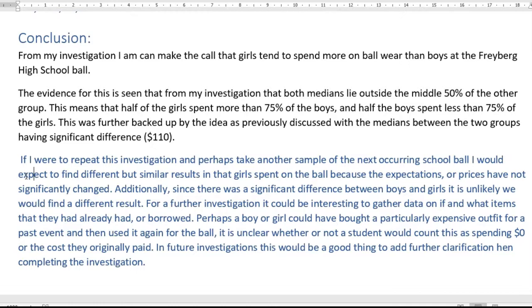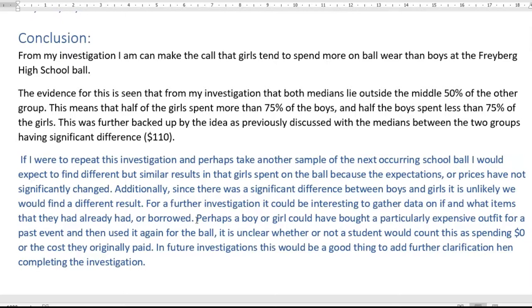Another thing you could talk about is what you would do if you're doing another investigation to carry this on further. So it'd actually be interesting to know whether or not they already had or borrowed items. So something they could investigate further. So maybe they had, or maybe they had a particularly expensive outfit and they used it again. And a way to improve this would be to look at, well, did they write that down as 0, or did they write down the original amount? We don't really know. There's not enough information there.